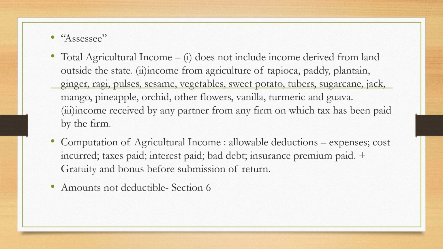Now, the next one is total agricultural income. We have a list which says what comes under agricultural income and what does not. Total agricultural income comprises all agricultural income derived from land situated within the state and received by the taxpayer within or outside the state.